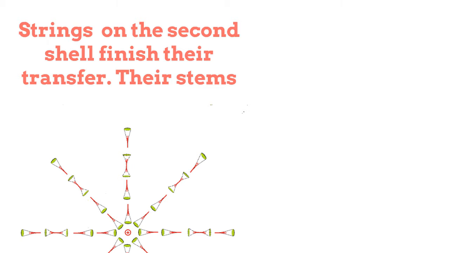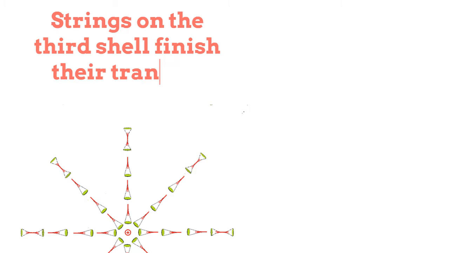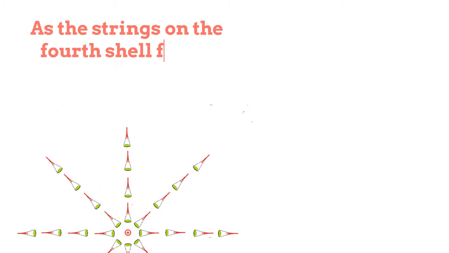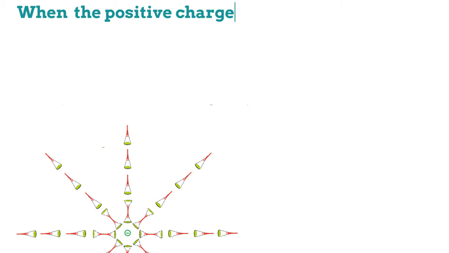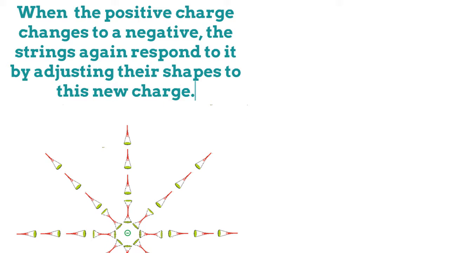Their stems influence the strings on the third shell, causing them to relocate their nodes away from the charge. Strings on the third shell finish their transfer, and strings on the fourth shell transit their nodes to the middle. As the strings on the fourth shell finish their transfer, they influence nearby strings to change their shape, and so on.